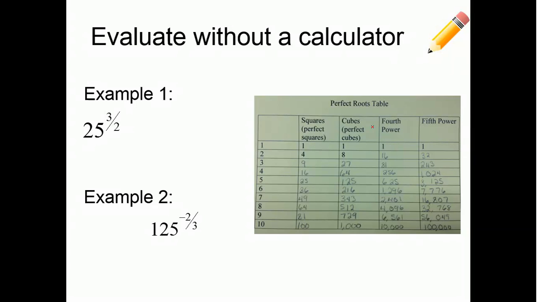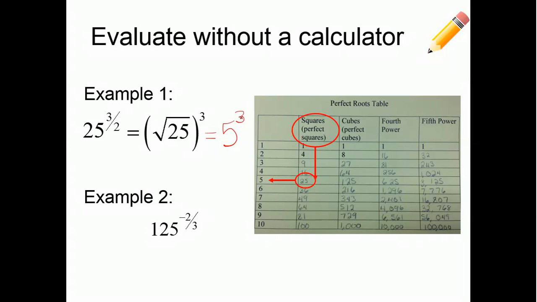So 25 to the 3/2. What you're first going to want to do is convert that into the radical notation. So then I notice I have the square root of 25. So what I'm first going to do is start at the squares column and run my finger down until I hit 25. Right there. Then I'm going to move all the way to the left, and I'm going to see it's a 5, right? So I can rewrite the square root of 25 as 5, and then I still have that cubed.